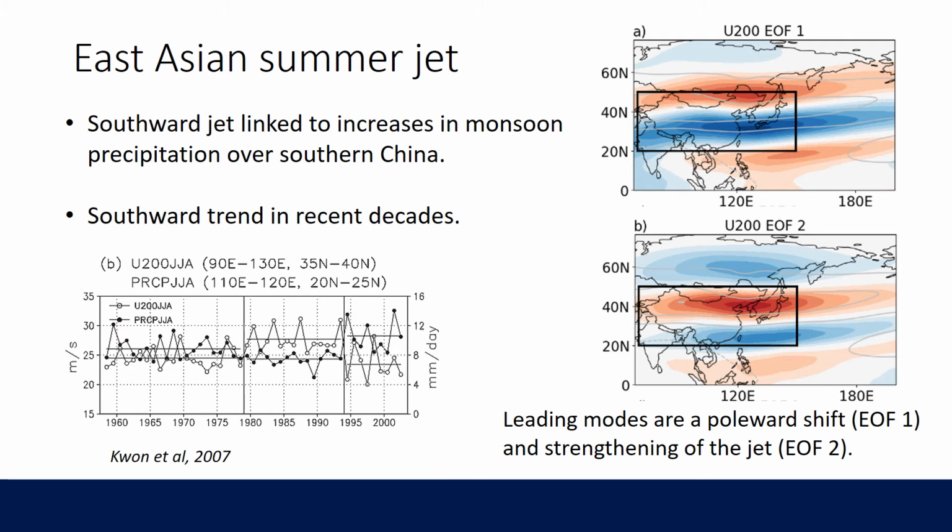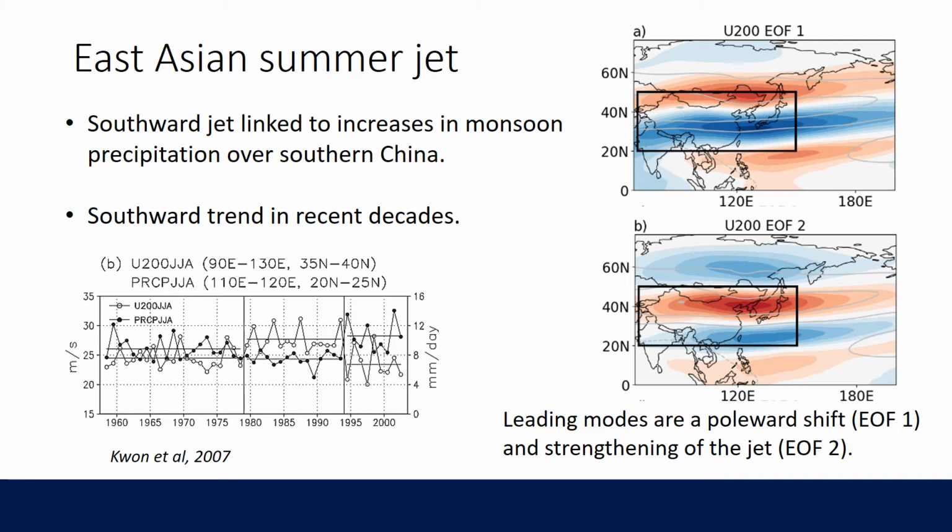So why do we care about the East Asian summer jet? Variations in the East Asian summer jet are linked to changes in the summer monsoon precipitation, and that affects around 1.5 billion people, either directly or indirectly. Since the mid-1990s, there has been a southward shift of the jet, leading to enhanced precipitation and flooding in southern China and drought conditions over northern regions.